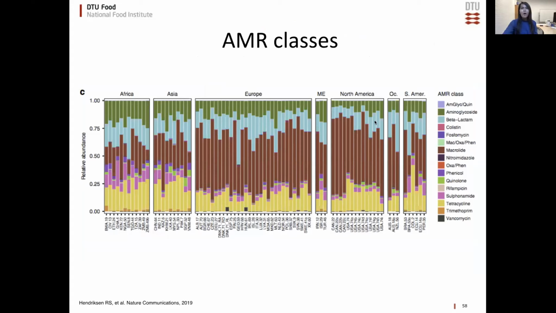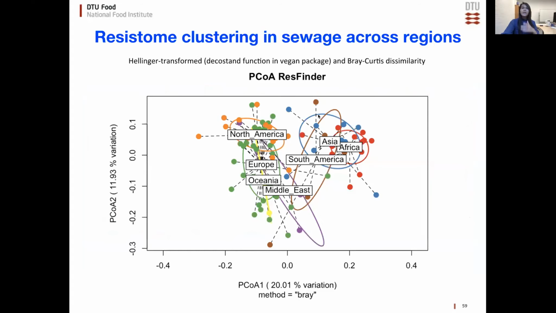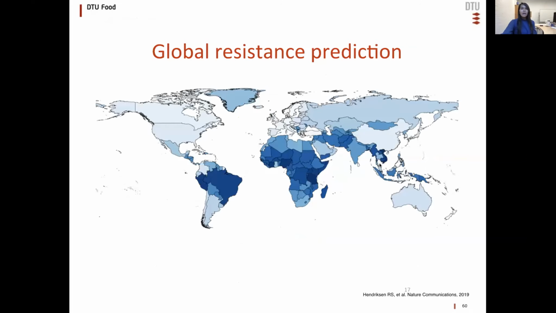And here's an example of the abundance of AMR in different AMR classes. You can see that there are some patterns that are similar between European countries and North America, and similarly between Africa and Asia, and also South America. And when we do what we call PCoA, just to cluster the abundance of different types of AMR, you can see some clusters over here. And there's more that you can do.